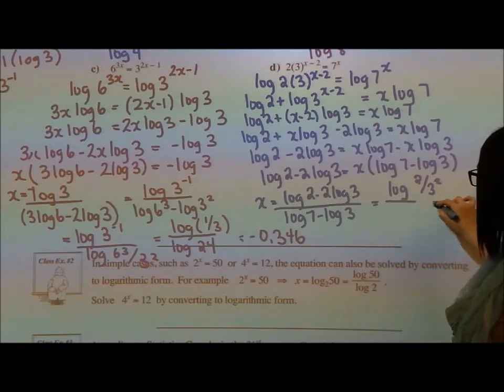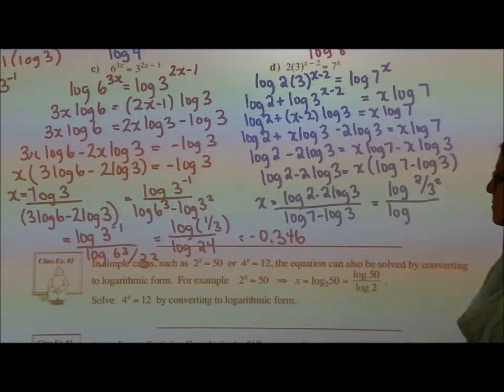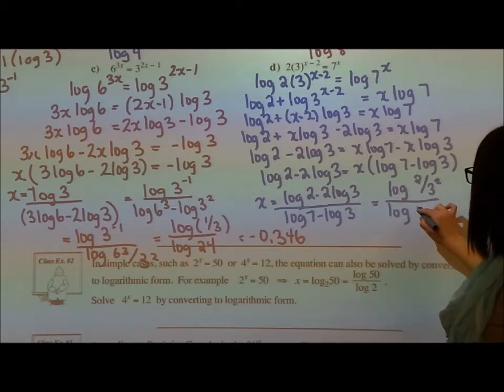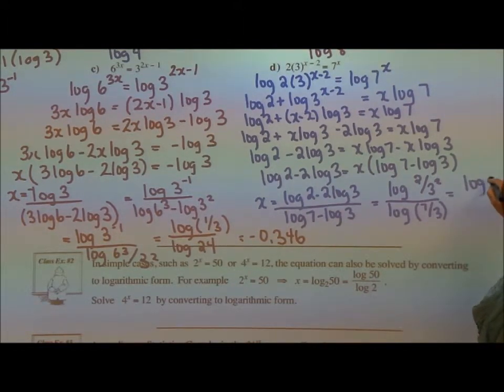We're going to combine steps. And what will I get on the bottom? Log 7 divided by 3. So then my final part would be log 2 divided by 9 over log 7 divided by 3. And that's what I can put into the calculator to get my decimal answer.